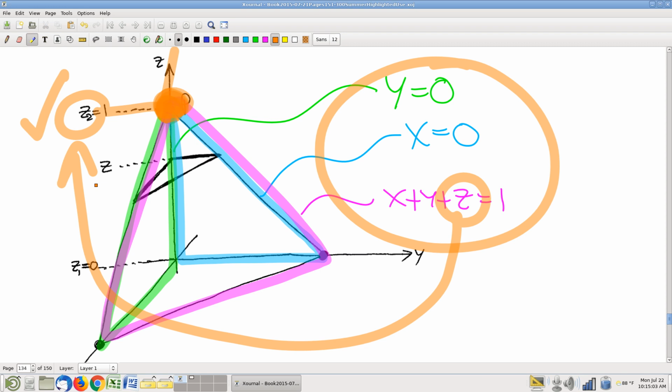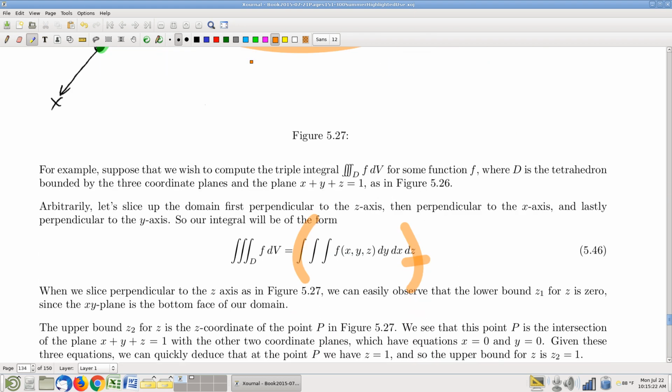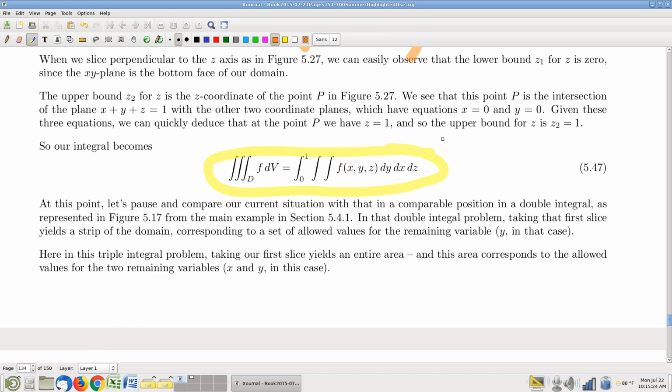Don't write 1 minus x minus y, because I know more than that. x and y are 0. So it's just 1. Everybody good? You can see that right here. z is 1. That's our upper bound. And here it is in the resulting z integral. z goes from 0 to 1. Okay. Everybody happy?